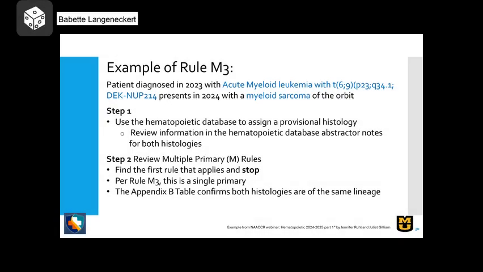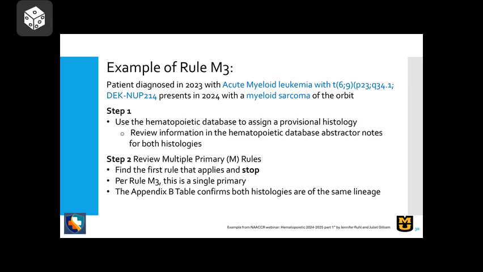This is an example of Rule M3. A patient was diagnosed in 2023 with acute myeloid leukemia with a specific chromosomal abnormality where chromosomes 6 and 9 swap genetic material at specific locations, leading to a fusion protein called DEK-NUP214. The same patient presents in 2024 with a myeloid sarcoma of the orbit.